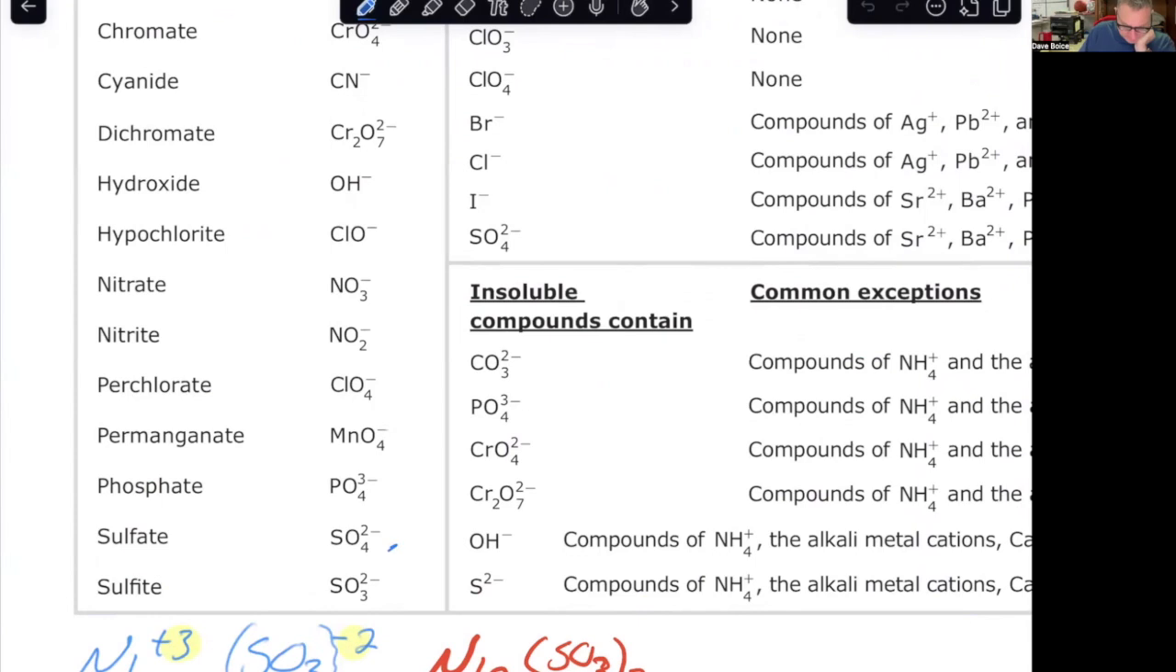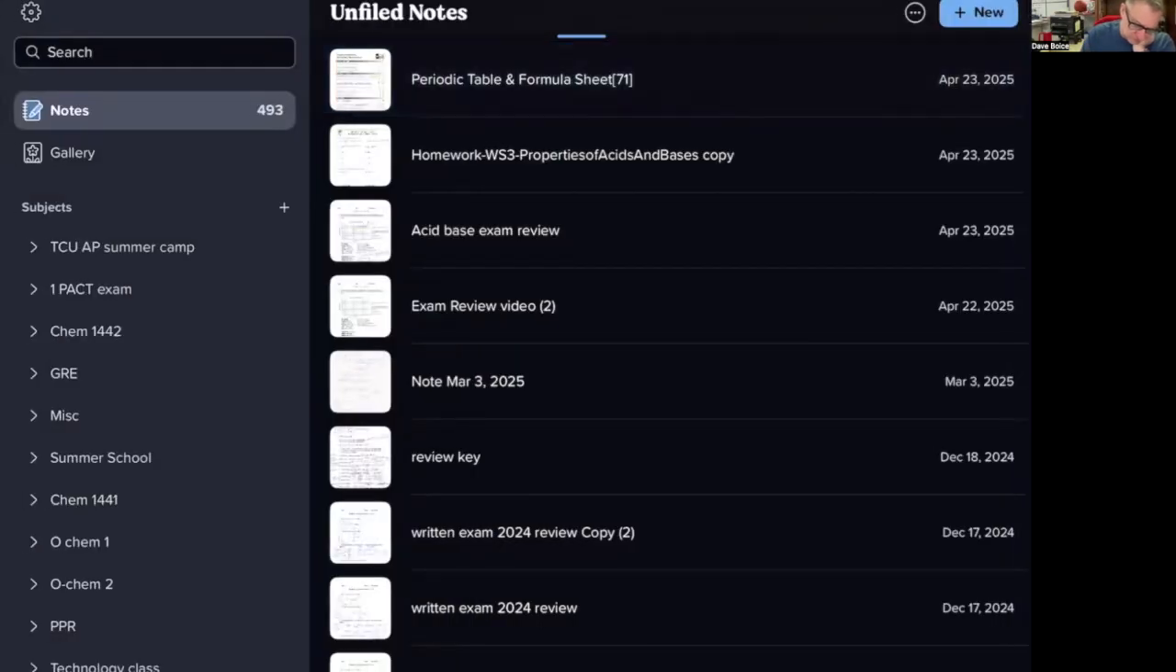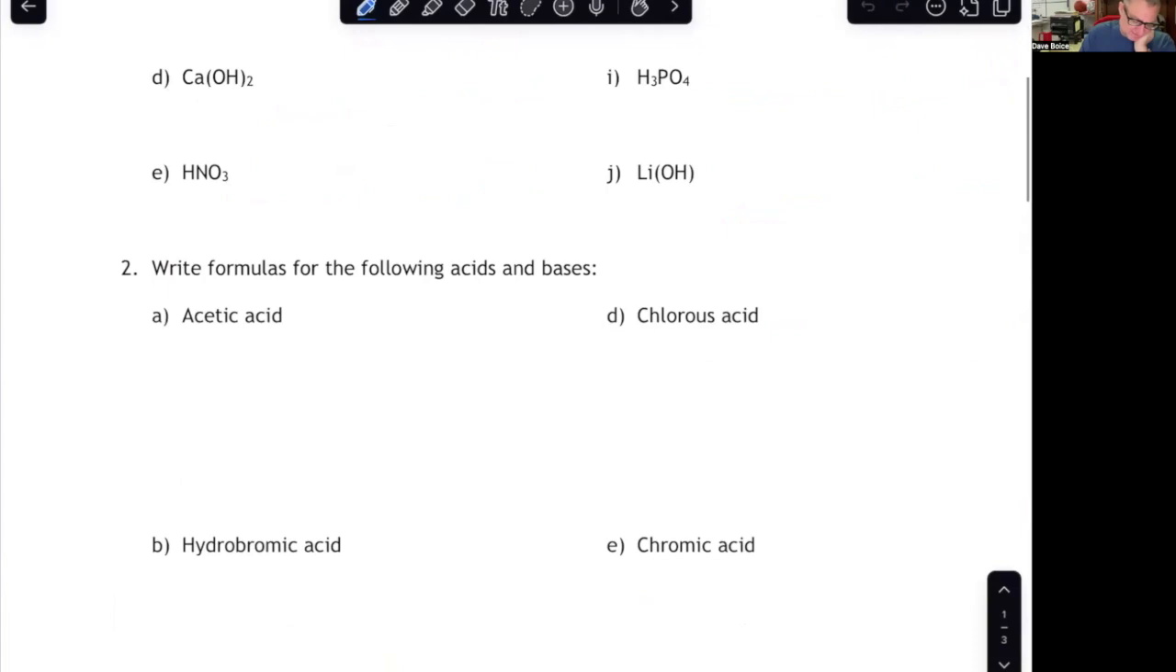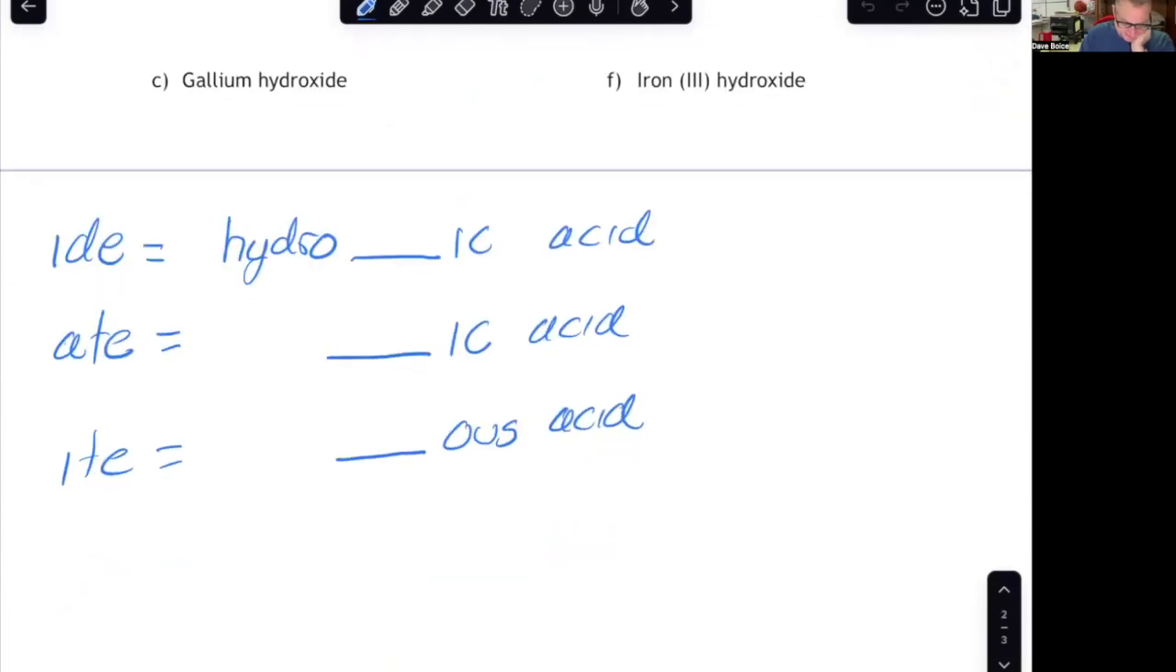Okay. So I've got an SO4 and I have an SO3. Now I want to make sure I use the right one. And SO3 is sulfite, ite, sulfite. Okay. And so H2SO3. So if I have an ite, that's going to turn into ous. All right. So sulfite turns into sulfurous.